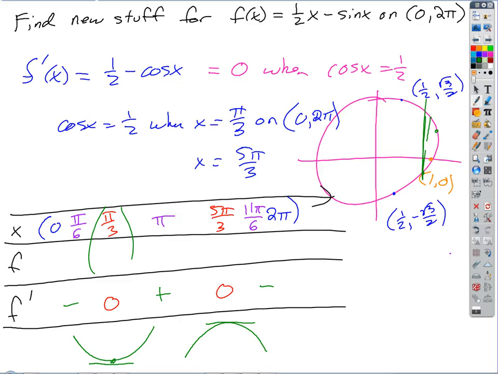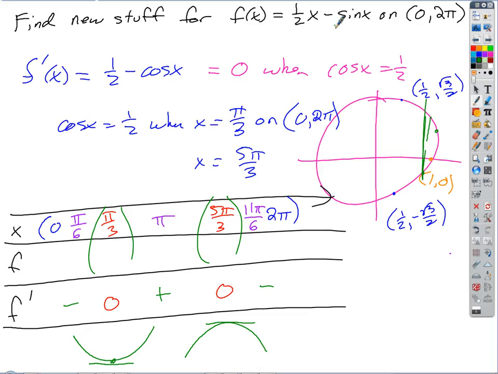So you still would have to plug it in, right? You'd plug it in there and we'd get that answer. That's a relative minimum. We'd get a relative maximum at x equals 5 pi over 3, and we could find the value of the function by just plugging in 5/3 pi.